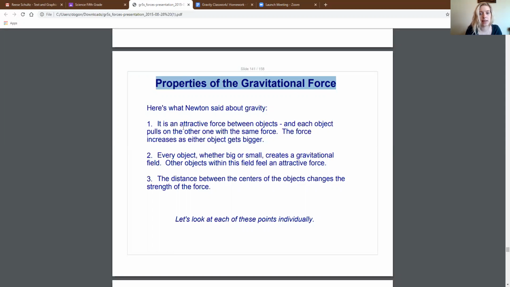The first one he stated was that it's an attractive force between objects, and each object pulls on the other one with the same force. The force increases as either object gets bigger, okay? Basically he said that gravity is attractive, just like what we talked about with markers. When we drop a marker, the marker is attracted to the center of the earth. So gravity itself is an attractive force, okay?